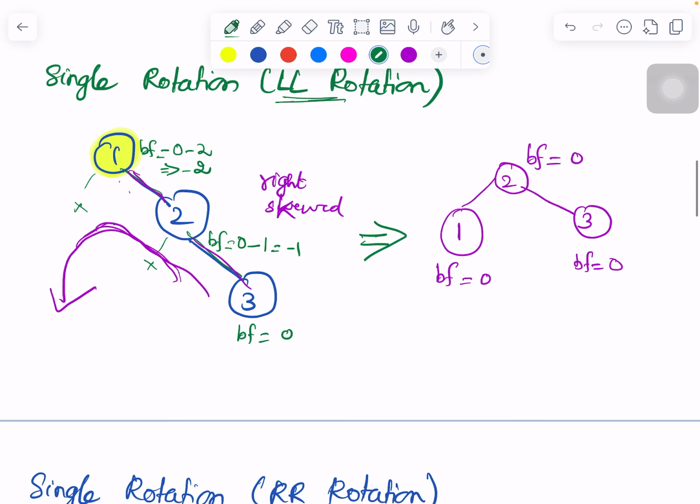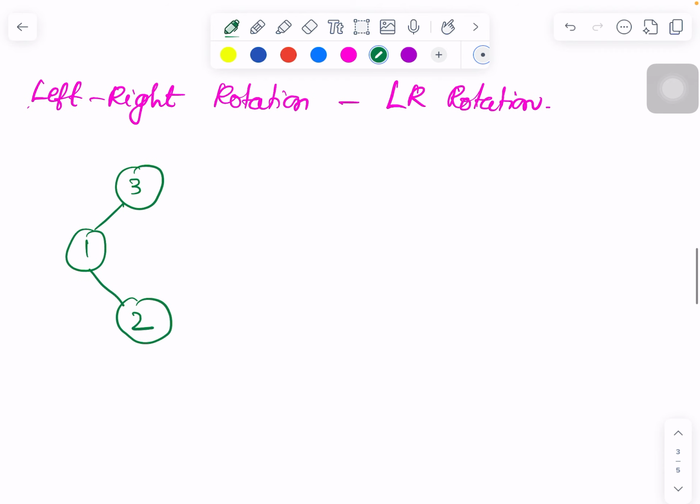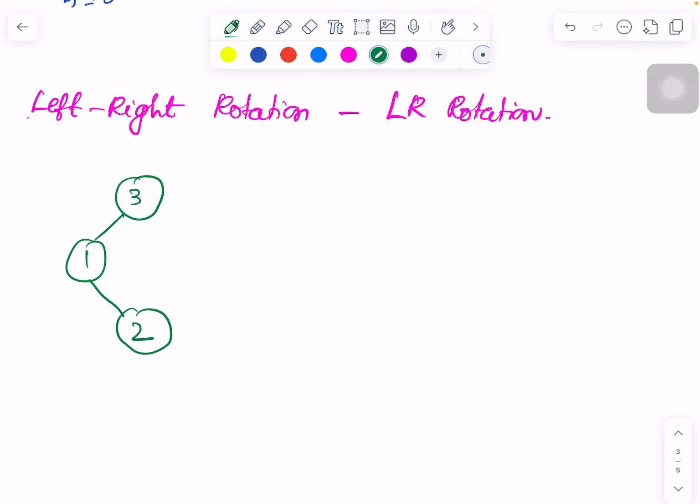Okay, fine. Now the next rotation is double rotation. In double rotation there are two types, LR rotation and RL rotation. How do you identify LR? It is when you have a node at the left and then at its right. If the AVL tree property is not satisfied, then we perform the LR rotation.